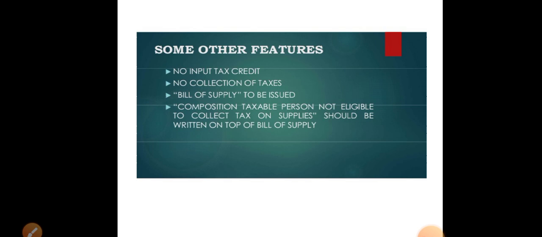Some other features: no input tax credit, no collection of taxes, and a bill of supply to be issued. A composition taxable person is not eligible to collect the tax, and this should be written on the top of the bill of supply. So these are the things we have to follow for opting for the composition scheme.